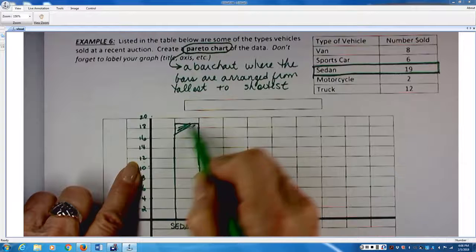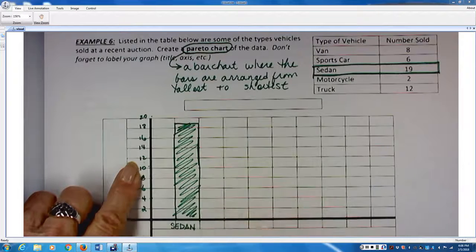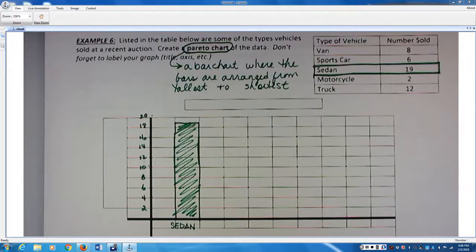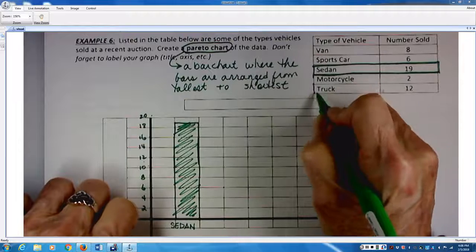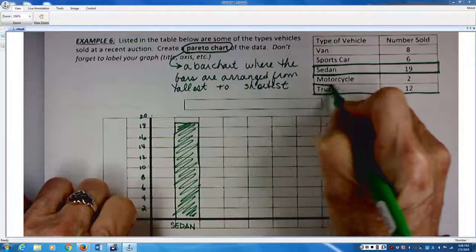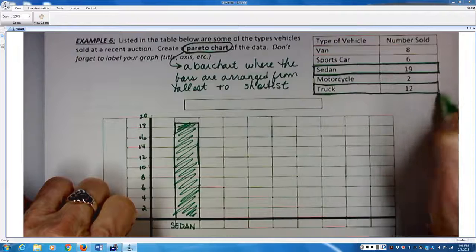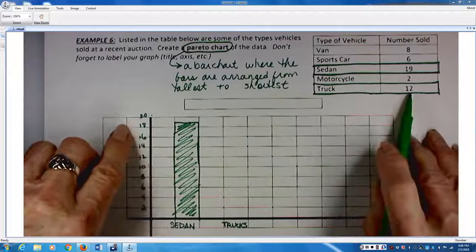So I have a bar, and that bar represents the sedans. My next highest category is the people that bought trucks. I don't want these to touch. I want to leave a gap. So my trucks are going to be here. And that goes up to 12.